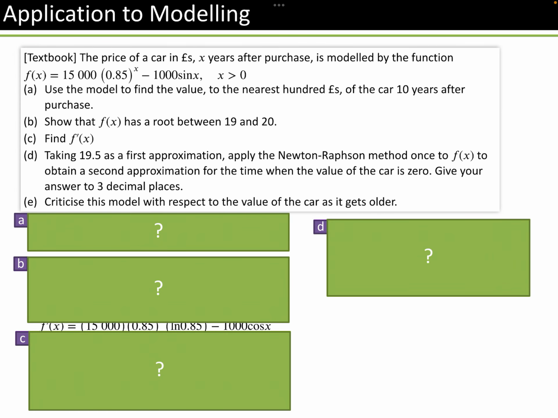So we're going to do a couple of examples here about applying modelling. As with many things in A-level, we can try and model this situation. So let's give it a read.